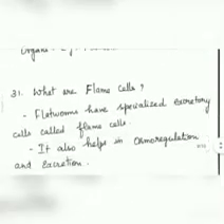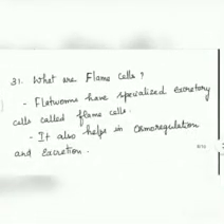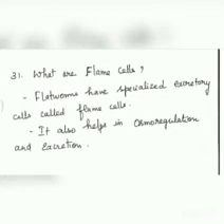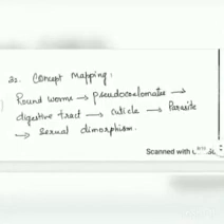Next, 31. What are flame cells? Flame cells are specialized organs which are helpful for excretion in platyhelminthes. That means flatworms. Flatworms have specialized excretory cells called flame cells, which are also responsible for osmoregulation and excretion.